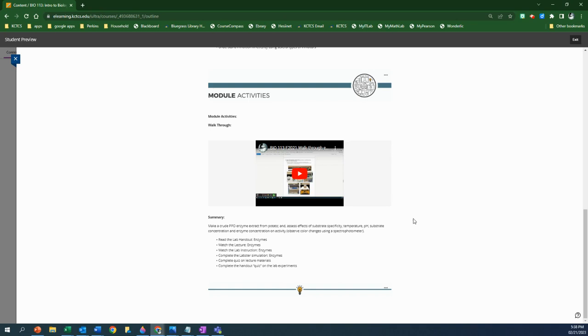This is where the walkthrough is going to be. And your tasks are going to be similar to the way they normally are. You read the lab handout about the enzymes. There's a lecture. There are lab instructions. I highly recommend that you watch the lab instructions. There is a lab simulation. It's a little more in depth than what we do in the lab, so don't despair on the lab simulation if you're getting lost on that one.